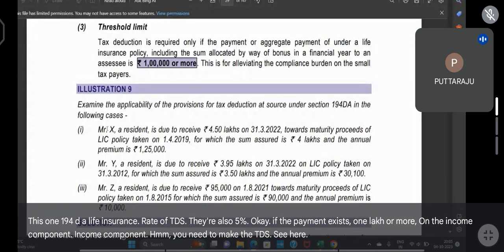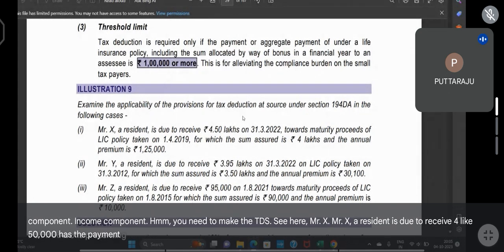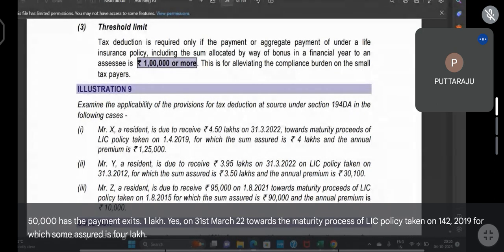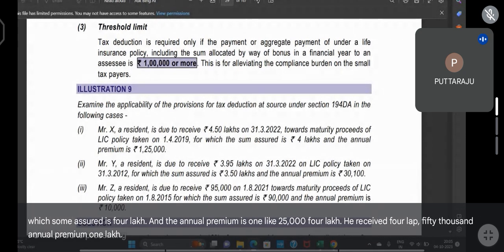See here, Mr. X, a resident, is due to receive 4,50,000. Has the payment exceeded 1 lakh? Yes. On 31st March 22 towards the maturity proceeds of an LIC policy taken on 1/4/2019, for which the sum assured is 4 lakh and the annual premium is 1,25,000. He received 4,50,000. Annual premium 1,25,000.